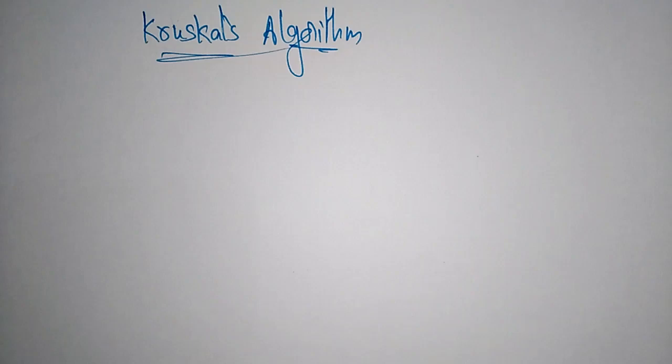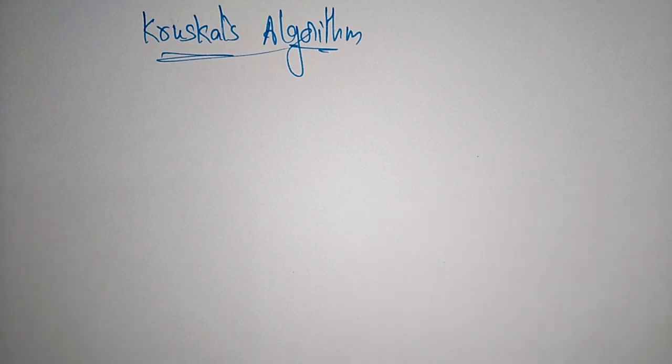Let us continue with the minimum spanning tree technique. In the previous video, I explained the example of the minimum spanning tree. The minimum spanning tree can be constructed by using Prim's algorithm or Kruskal's algorithm. In the previous video, I explained how we construct the minimum spanning tree by using Prim's algorithm. Now let us see Kruskal's algorithm.